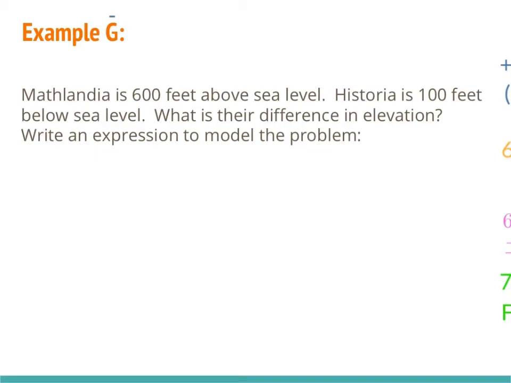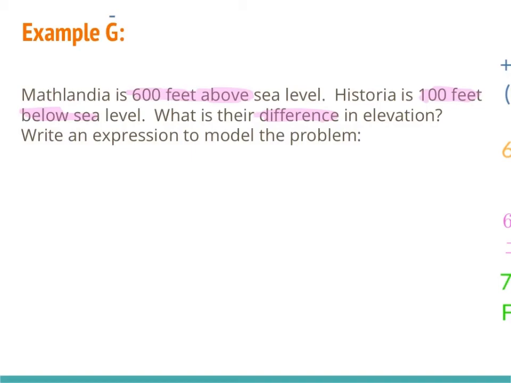So the first thing I'm going to do is go through and find all of the important information for myself, and I'm going to highlight it so that I know what I'm pulling out of this problem. So Mathlandia is 600 feet above. I'm going to highlight that because that's probably important information. Historia is 100 feet below. So again, that is going to be important information. What is the difference in their elevation? Difference means subtraction. That's important. I'm going to highlight or underline that if I don't have a highlighter.